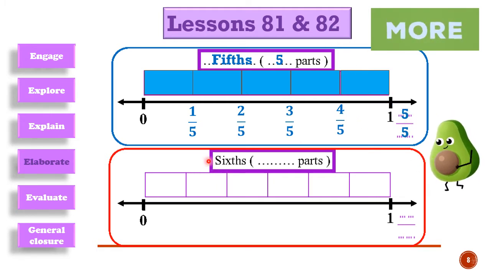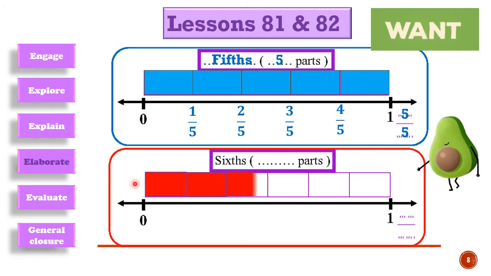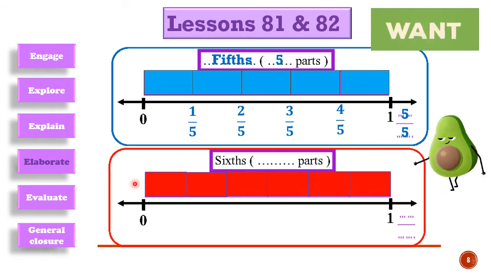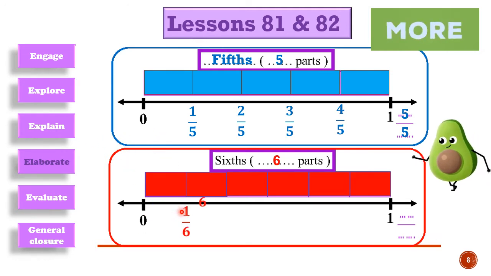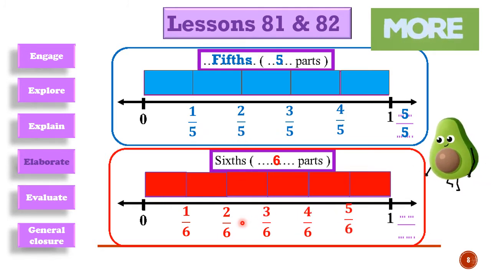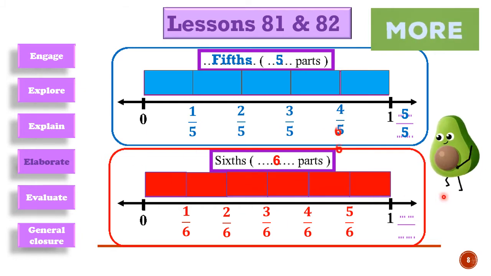Next one, we have the name and no parts. Let's count how many parts. 1, 2, 3, 4, 5, 6. 6 parts. Then we will write down here, yes, 6 parts. In our fraction strip, we have distributed in 6 equal parts. Then in our number line, it will be a sixth, 2 sixths, 3 sixths, 4 sixths, 5 sixths, and the whole one will be, yes, 6 sixths.